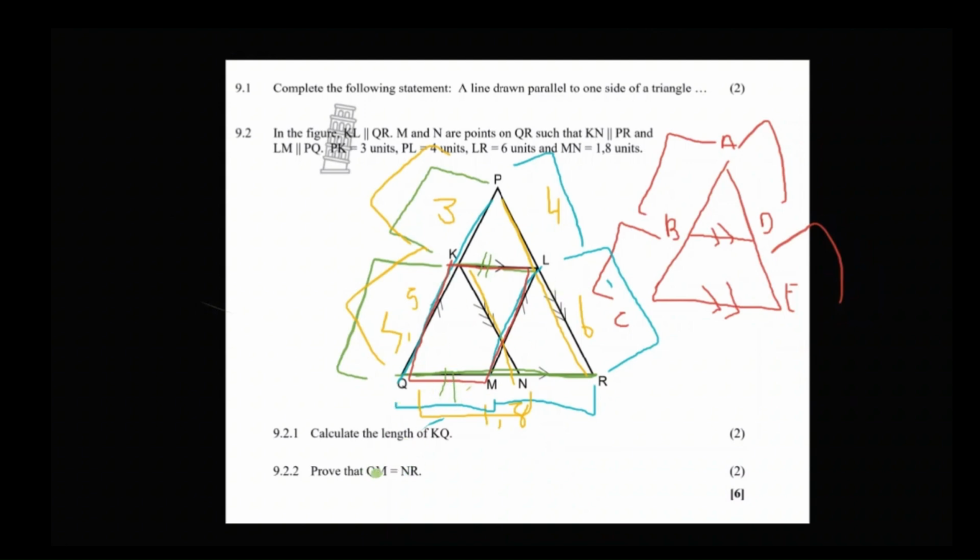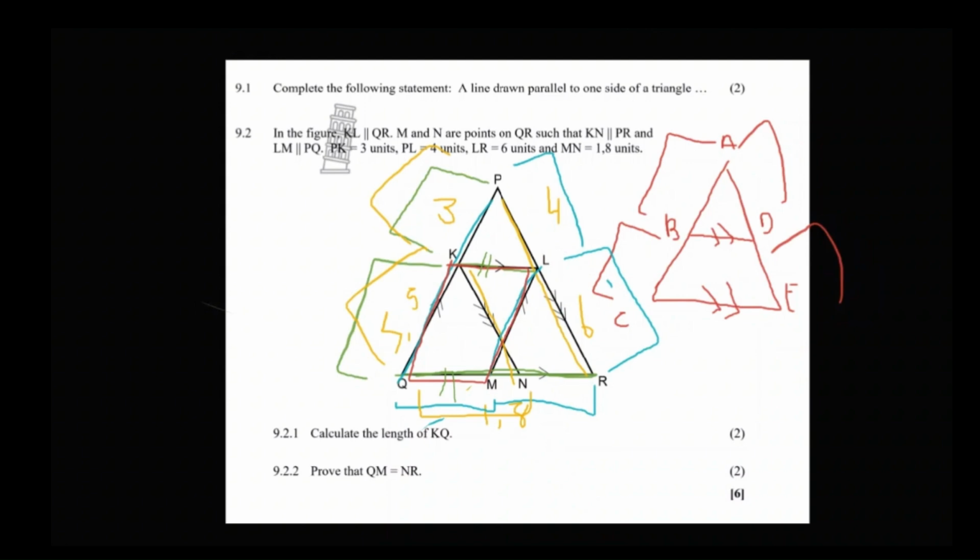We need to somehow relate or connect QM to NR. So let's pay attention to which parallelogram NR is a part of. NR is a part of KNRL. That is the parallelogram it's a part of. Now, LR is parallel to KN, and KL is parallel to QR. But just like with what I said previously, since KL is parallel to QR, and NR is a part of the QR line, that means KL will also be parallel to NR. So KL is parallel to NR, and LR is parallel to KN, and with that we've already proved that it's a parallelogram, right?